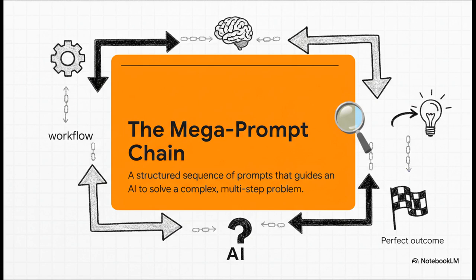Now pay attention to that last word, chain. This is not about writing one ridiculously long, complicated prompt. No. It's a clean, logical sequence of commands. It's a workflow that guides the AI step by step to exactly where you want it to go.